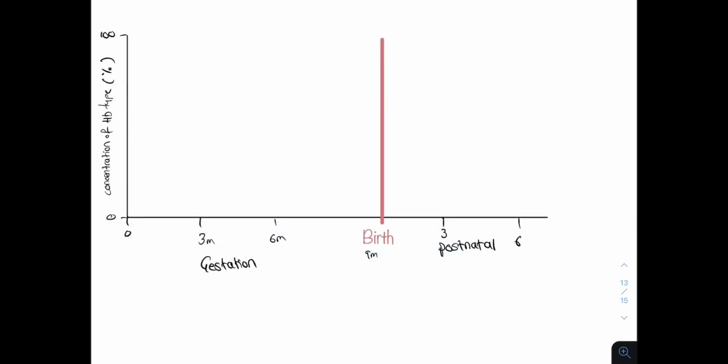So if we draw a graph, we can appreciate this a little more. So what we have here on the x-axis is the age. So gestational life, 0 to 9 months, then birth, and then 0 to 3, 6, 9 months postnatally, which is life. On the y-axis, we have the concentration of hemoglobin type given as a percentage. So we'll plot other hemoglobins here as well.